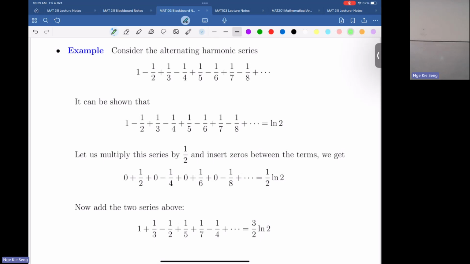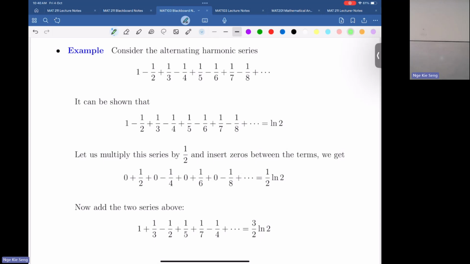So 1/3 comes to the front, and then you bring 1/5, 1/7 to the front, and then you add minus 1/4, and then you can see that all the terms in the alternating series appear. But now you don't add up to ln 2. You add up to another real number. Okay.